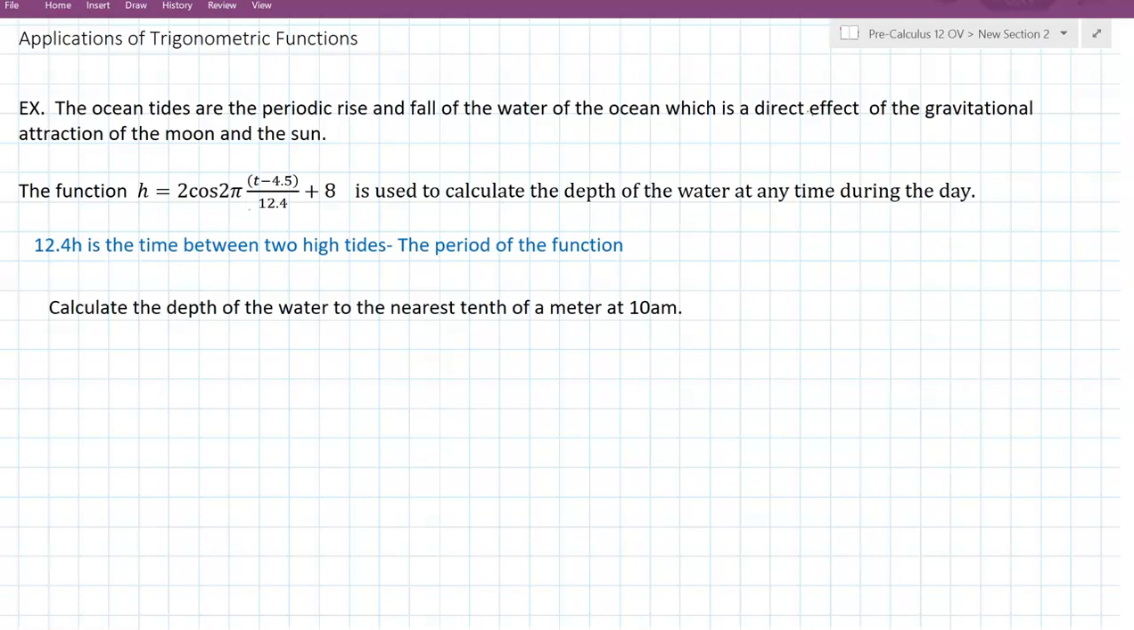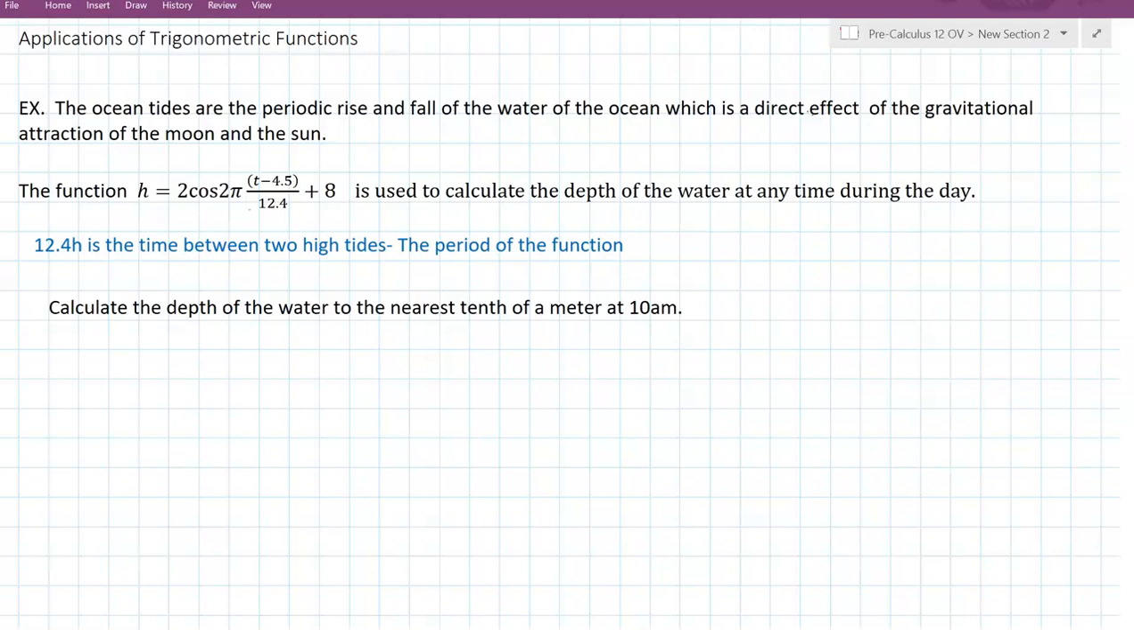All right, so it's time now to look at applications of trigonometric functions. We're going to start with ocean tides. Suppose that we all know, this is a proven fact, that ocean tides are the periodic rise and fall of the water of the ocean, and it is directly affected by the gravitational attraction of the moon and the sun.